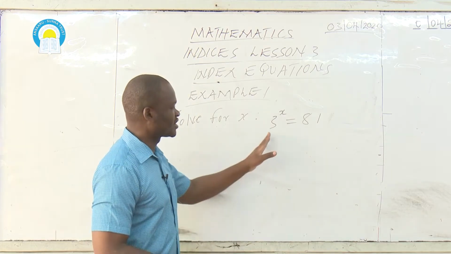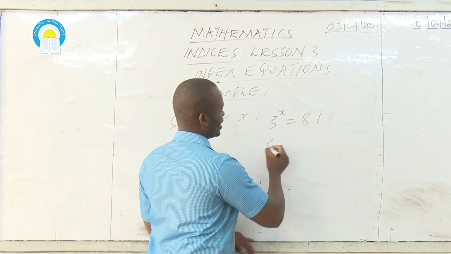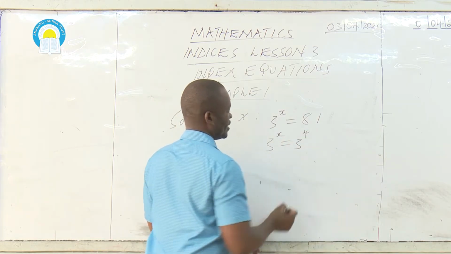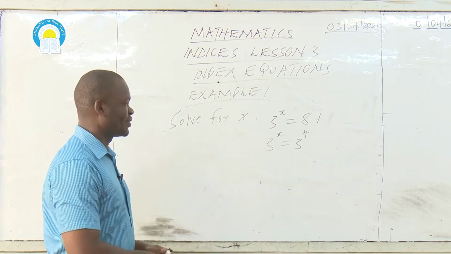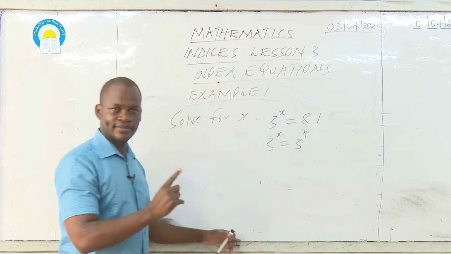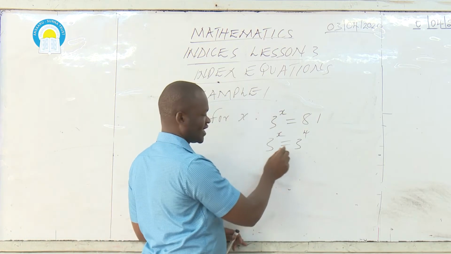So that now we have similar bases on both sides of the equation. I will have 3 power x is equal to 3 power 4. Now, we are saying this and that are equal. Now, the bases are the same.